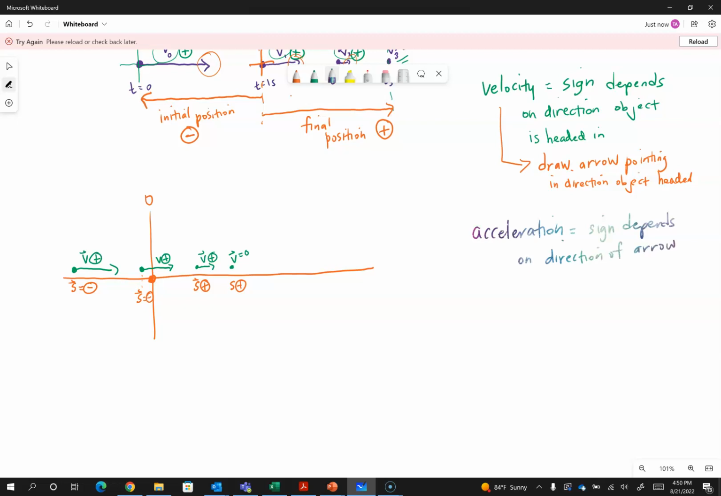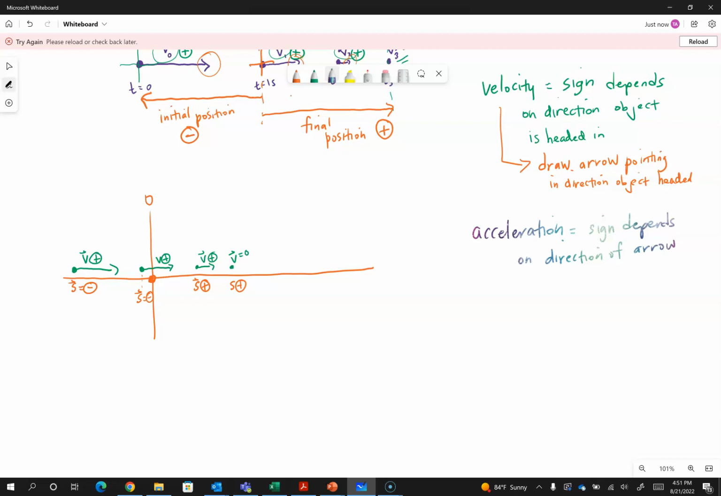Now, that's a little vague, and acceleration is typically the most confusing part of physics at this point, because we fundamentally want to think a positive acceleration means the object speeding up, a negative acceleration means the object slowing down. But that's actually not the case. It could mean that, but it might not.